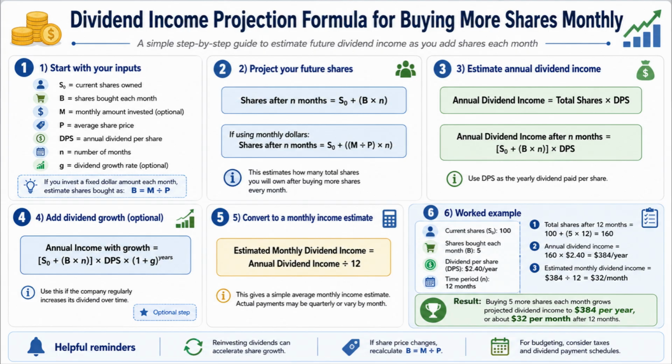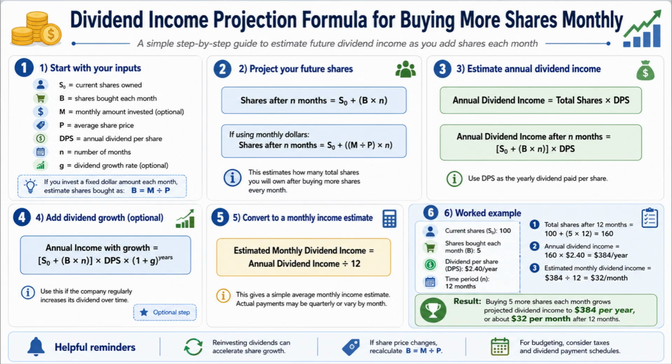After that, project your future shares. The formula is shares after n months equals current shares plus shares bought each month multiplied by the number of months. In other words, total shares equals S0 plus B times N. This step shows how your share count may increase over time when you keep adding shares regularly.